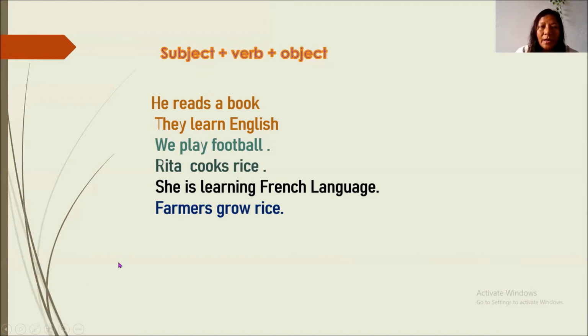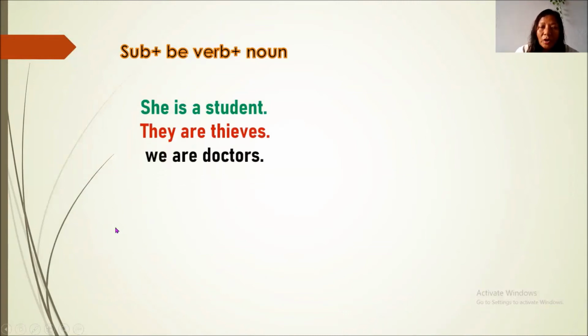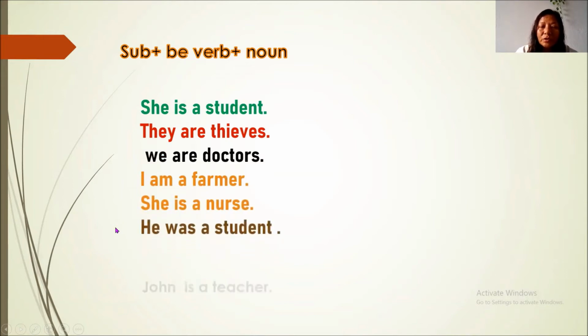Another structure is subject plus verb plus noun. The subject can be she, he, Ram, Sam, etc. And the verb here means the present tense: is, am, are; past tense: was, were; and future: will be, shall be. She is a student, where student is a noun. They are thieves, thieves is a noun. We are doctors. I'm a farmer, she is a nurse, and he was a student. John is a teacher. So teacher, student, nurse, farmer, doctors, thieves are nouns.